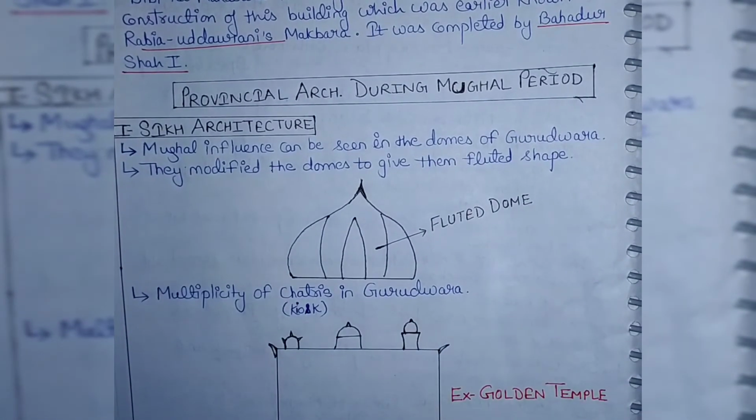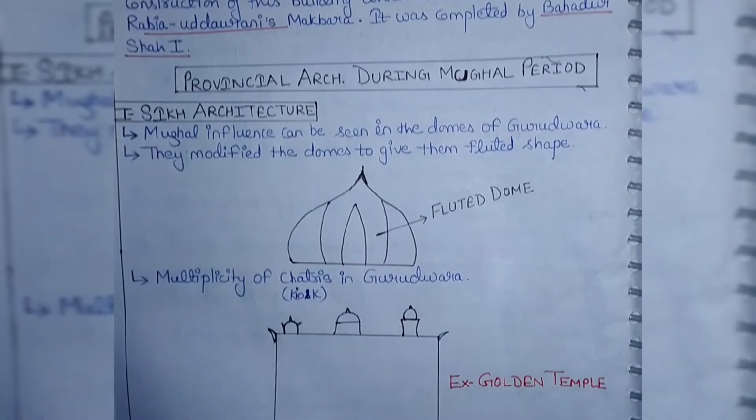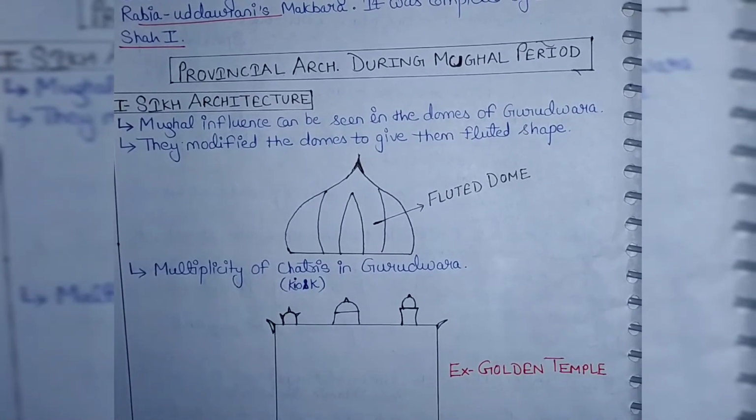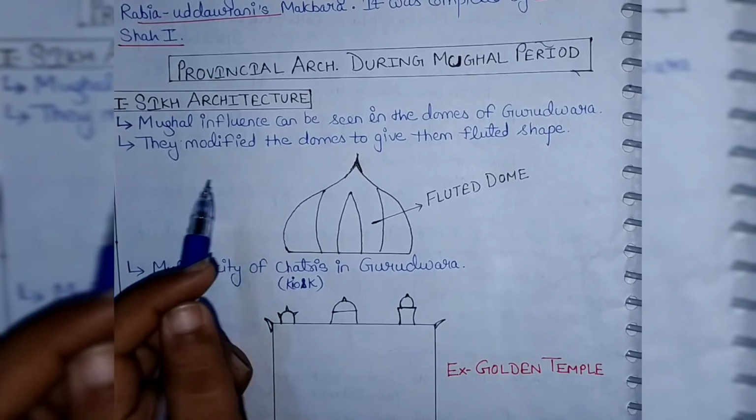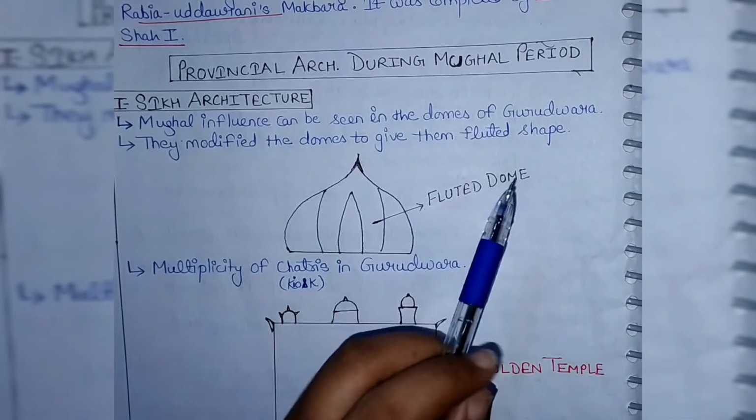Next, we are going to talk about the provincial architecture during the Mughal period. In this, first we'll talk about Sikh architecture. Hope all of you have seen Gurdwaras. In Gurdwaras, we can see the Mughal influence. For example, if you have noticed the domes made above the building, they were taken from the Mughal style of structure. They modified the domes to give them a fluted shape.